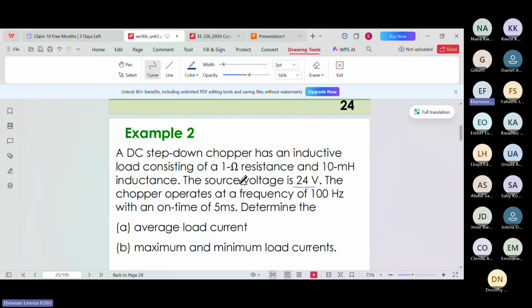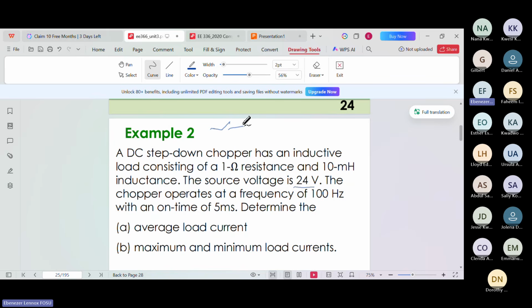So we should determine the average load current, the maximum and minimum load current. That is what the question is asking us to do. It is always good to draw the circuit that you are given. So we have a switch. This is a step down, and we know a step down already.